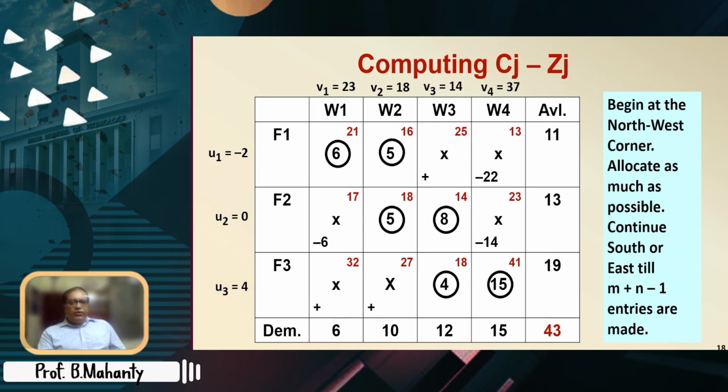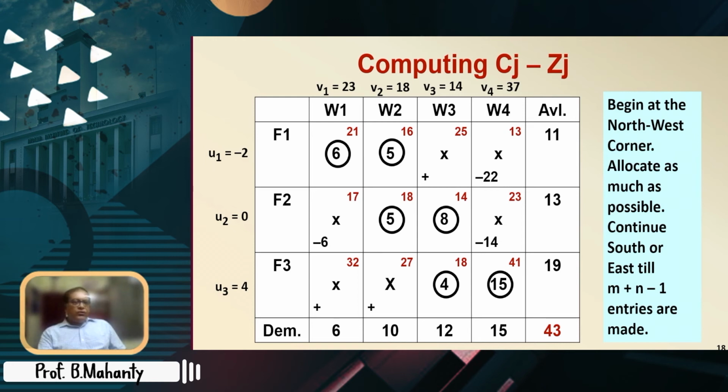Now look here, we have 18, and V3 is 14. So that would give U3 equal to 4, because 4 plus 14 equal to 18. Again, we have V2 equal to 18 and the cost is 16. So that would give U1 equal to minus 2. Once you have U1 equal to minus 2 and this cost is 21, that would give V1 equal to 23. And finally, U3 equal to 4 we already got. Since this cost is 41, that would give V4 equal to 37. So have you understood how Ui's and Vj's are computed?